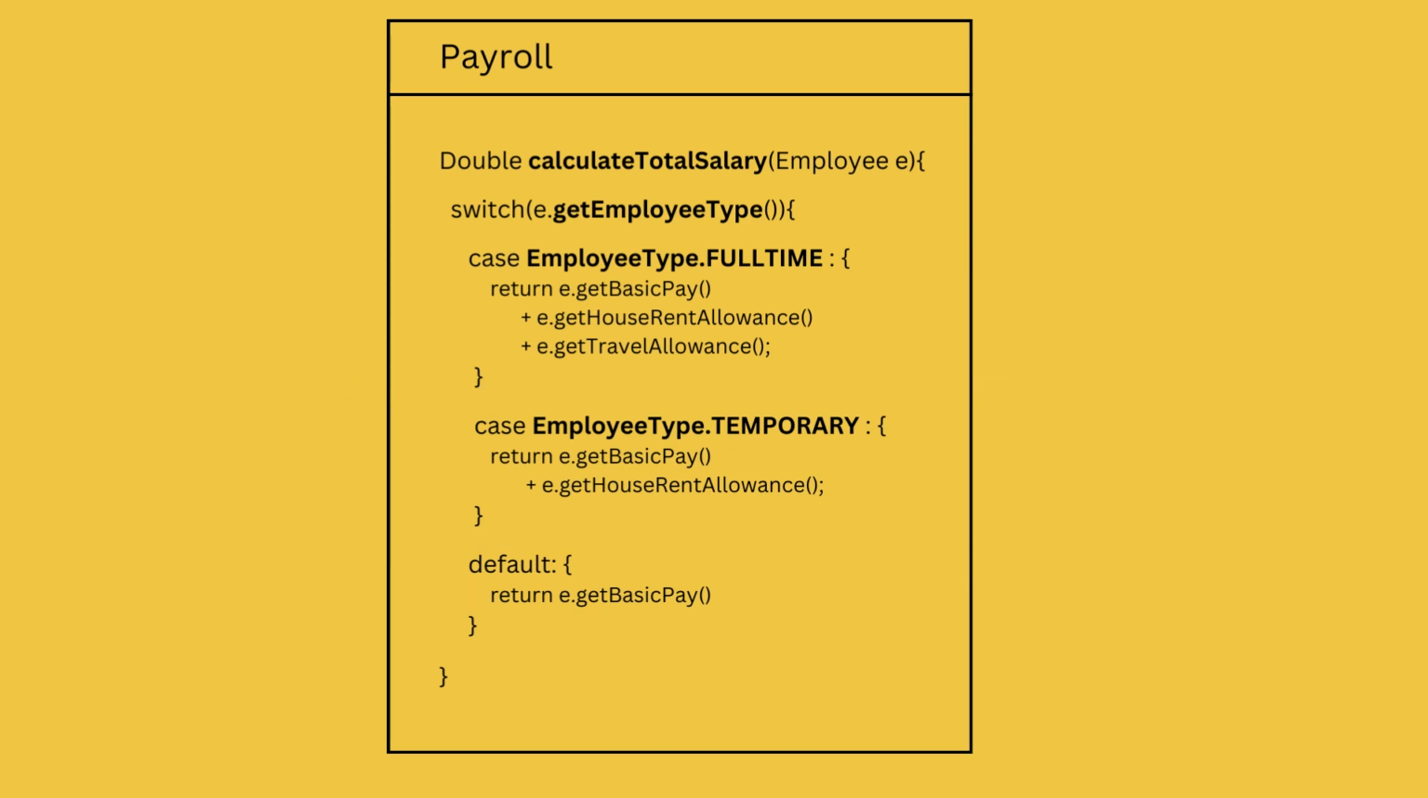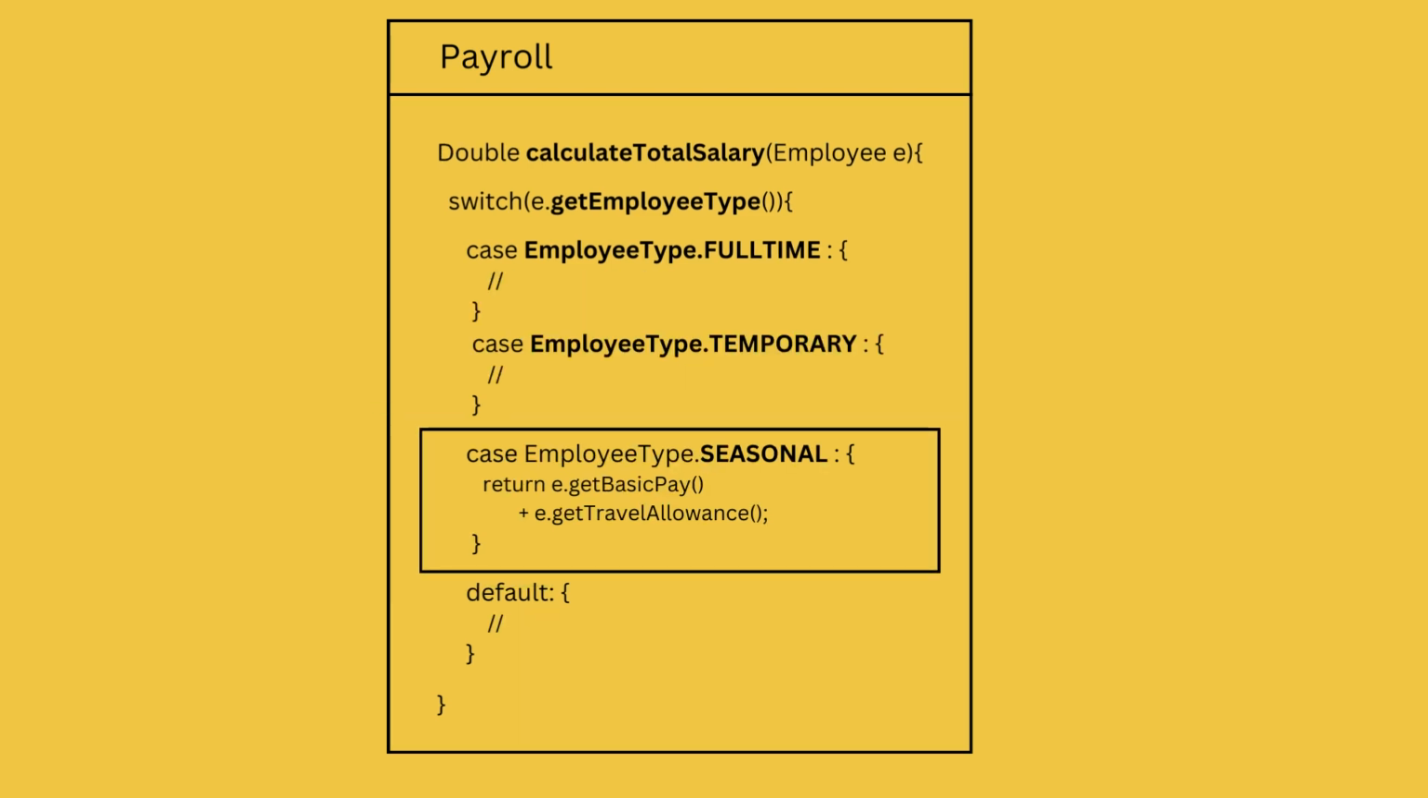Now, what if the organization introduces a new type of employee called the seasonal employee who is eligible for only basic pay and travel allowance? We might have to add a new switch case for seasonal employees like so. Now, this might not seem like a problem. After all, we just have to add a new case in the switch statement.